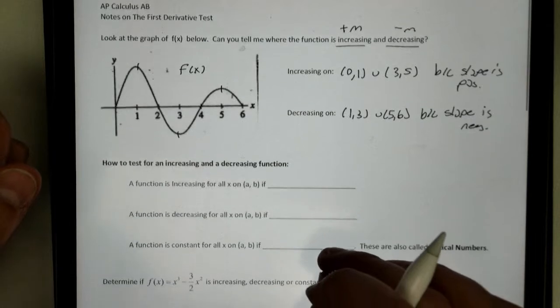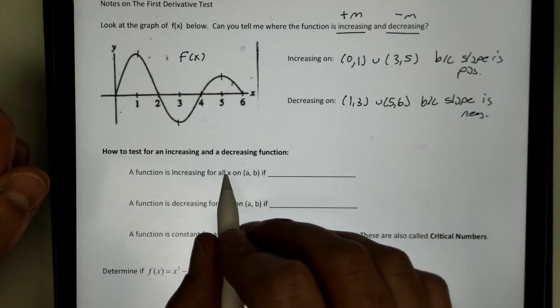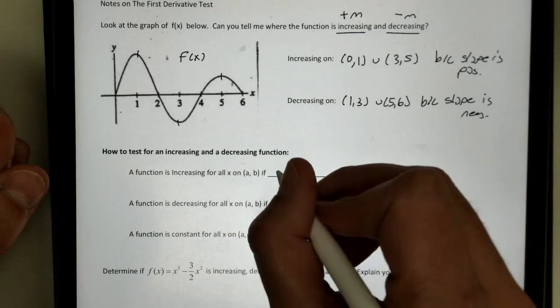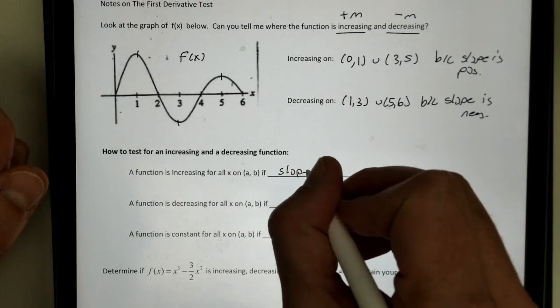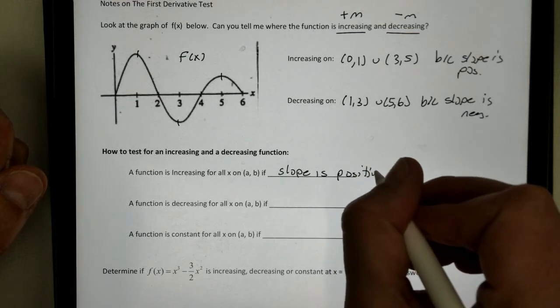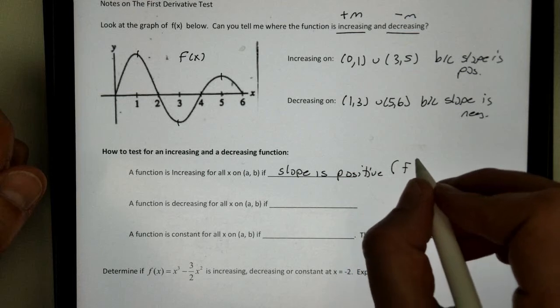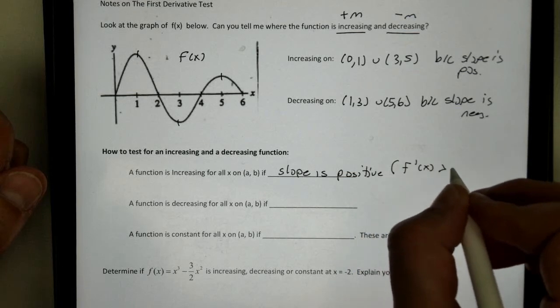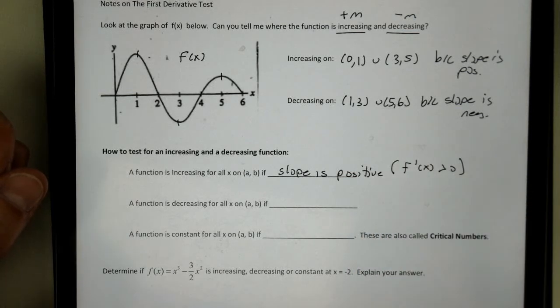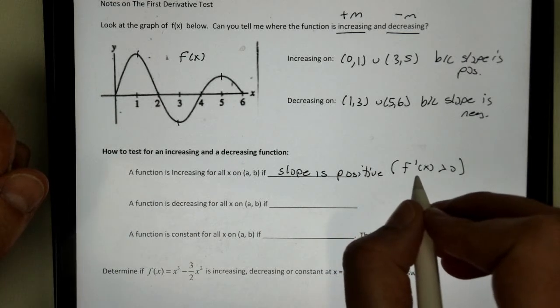So how do we test for an increasing or decreasing function? Well, we say a function is increasing on a domain if the slope is positive. So now we are going to nerd it up. Well, we don't want to say the slope in calculus, so what we say is that the derivative of the function is greater than 0. That's what we're going to write. Because what does the derivative find but the slope?